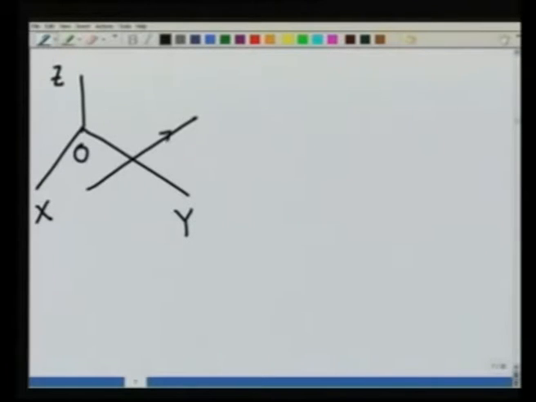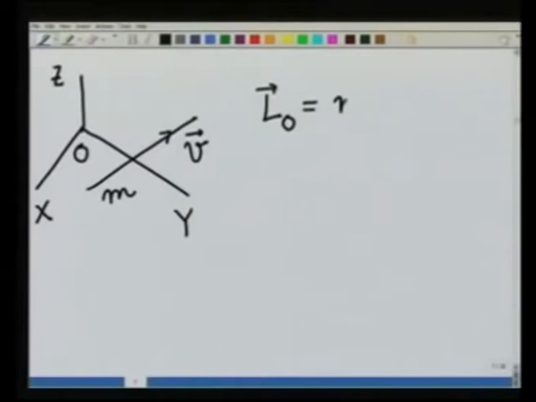So, given a single particle moving in coordinates x, y and z with origin at O, suppose there is a particle moving like this with velocity v, its mass is m, then the angular momentum with respect to O, and I emphasize with respect to O because angular momentum happens to be an origin dependent quantity, is given as m r cross v, where r is the displacement of the particle at any given time. This is the definition of angular momentum for a single particle.